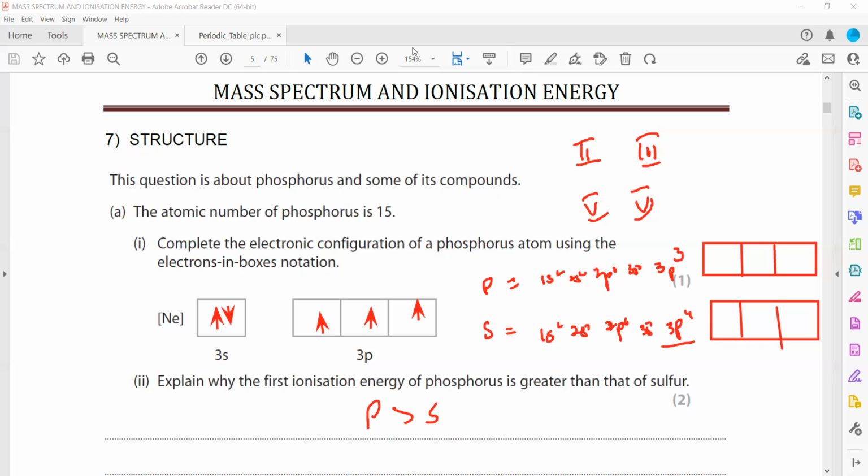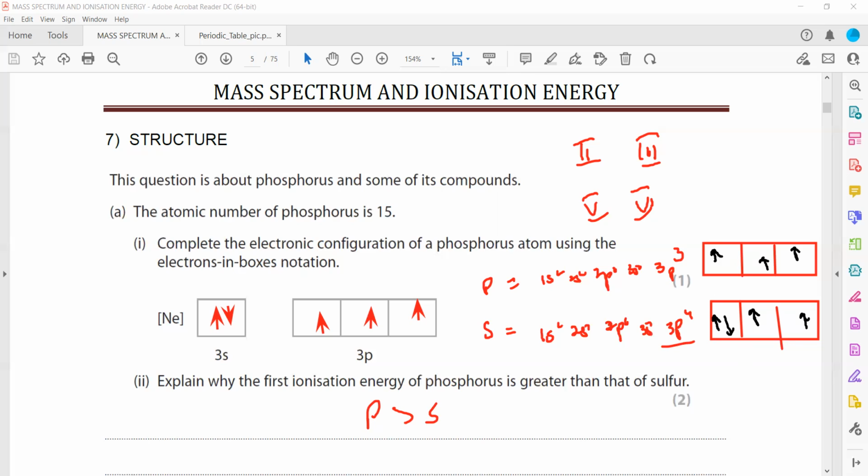So writing the electronic configuration here, only drawing 3p. For sulfur, first singly and then there will be a pair. So there's one pair present, so more repulsion. But here in phosphorus, they all occupy singly. As a result, they will have a weaker repulsion.